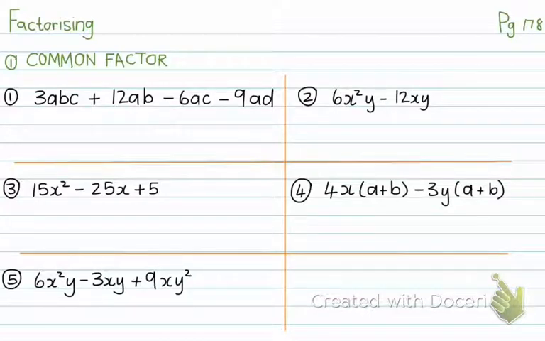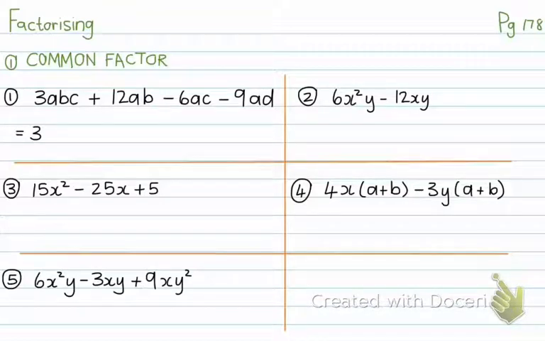Let's look at the first one. In the first question, we have four terms, but we cannot add or subtract these terms because they're not like terms. Okay. But there is something that is common in all four of them. If you look at the numbers 3, 12, 6, and 9, what is the common factor that I can take out? What is the biggest, the highest common factor that I can take out? That will be, I hope you all agree with me, 3.